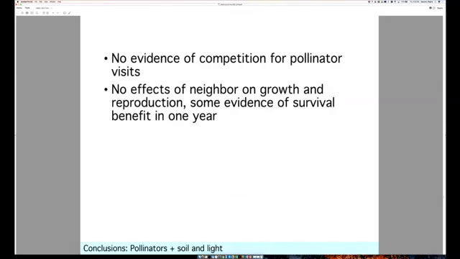I also found that there's no effect of neighbors on growth and reproduction, although there was some evidence of an effect on survival in 1 year. So this may translate into larger effects. These are long-lived perennials, and maybe a slight increase in survival may affect population growth rate, but it was pretty weak during my experimental years.